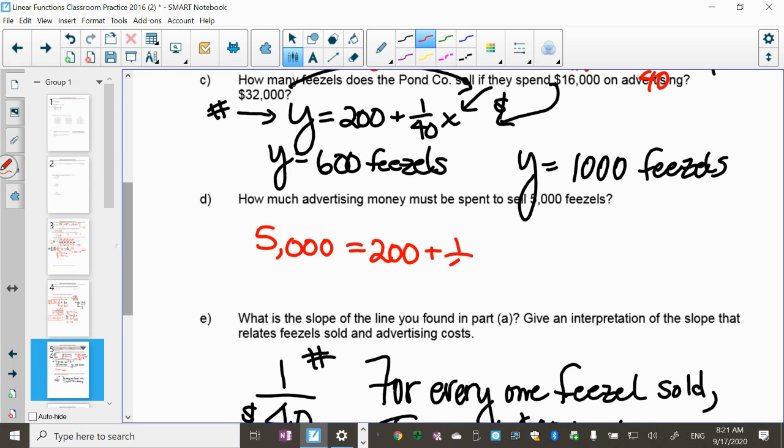Now, this one I want to help you with a little bit because you guys are in pre-calc and I want you to do it that way. The first thing you're going to do is subtract 200, right? So I've got 4,800 equals 1 over 40x. But because we're in pre-calc, we don't go, okay, now the 1 over 40 is hooked to the x, I divide by 1 over 40. Stop. I want to know what x is. You don't divide by 1 over 40. You multiply each side by the reciprocal, which is 40. That's way easier. If I multiply both sides by 40, that turns to a 1, and my answer is much quicker. So how much advertising money do I have to spend to sell 5,000 feasels?